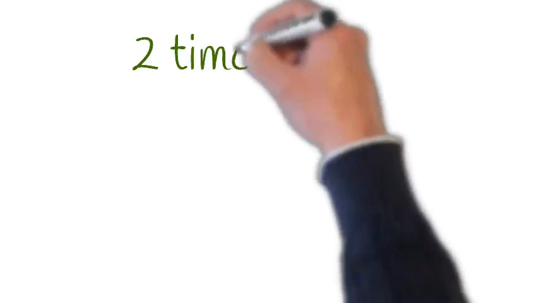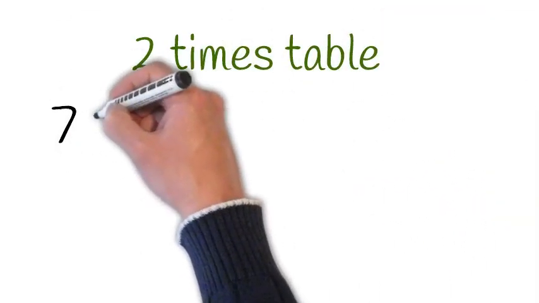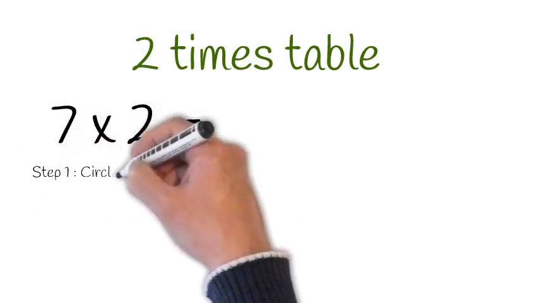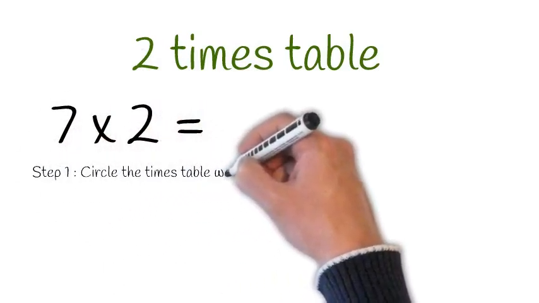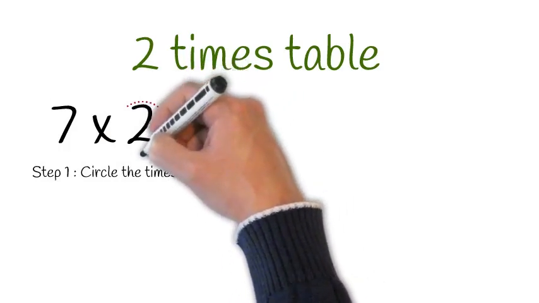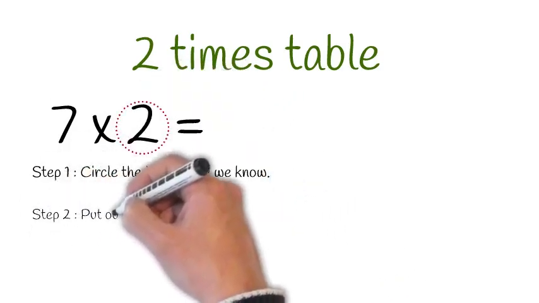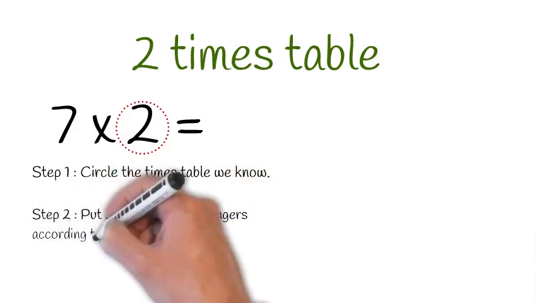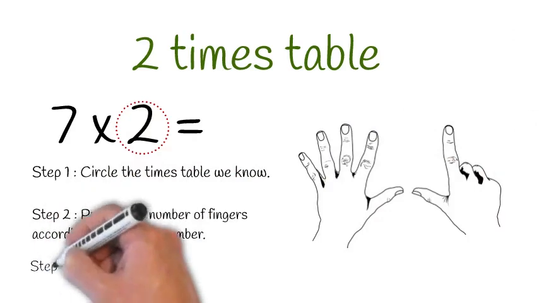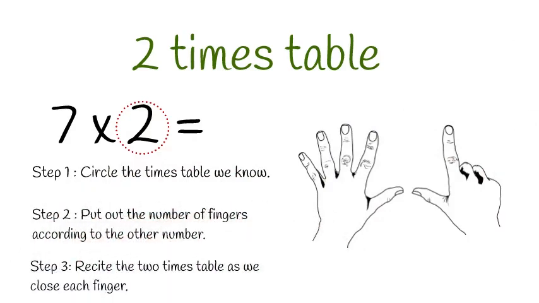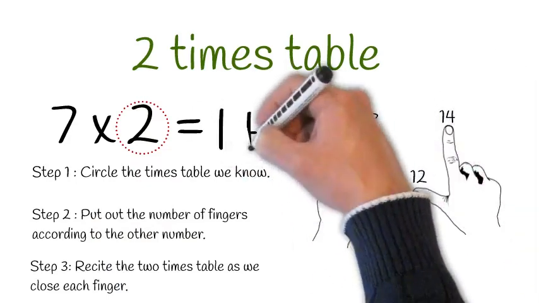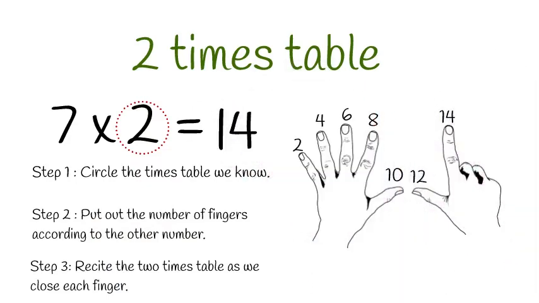Now that we can recite the times table, we will put them into practice. Let us try solving this sum, 7 times 2. Step 1, circle the times table we know. In this case, we know the 2 times table, so we circle the 2 times table. Step 2, we put out the number of fingers according to the other number. In this case, we put out 7 fingers. Step 3, recite the 2 times table as we close each finger one at a time. 2, 4, 6, 8, 10, 12, 14, so 7 times 2 is equal to 14.